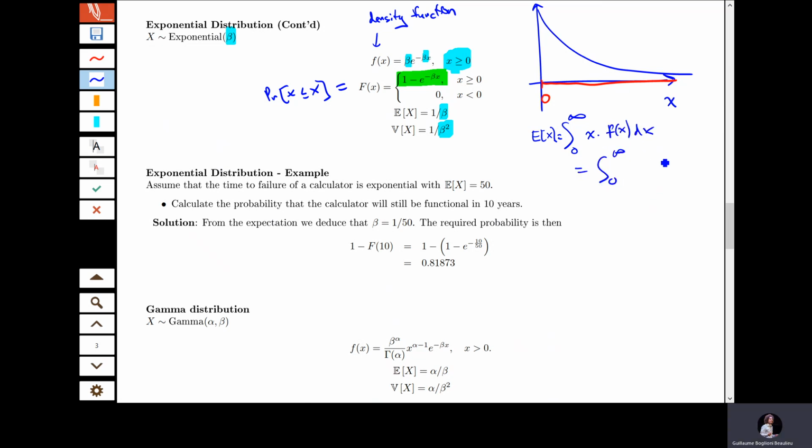Well, I said I wouldn't do it, and I will not do it. But you can see that you get an integral that's not the easiest, but not too nasty. You see that you have an x here and an exponential here, so you can solve this by integration by parts.